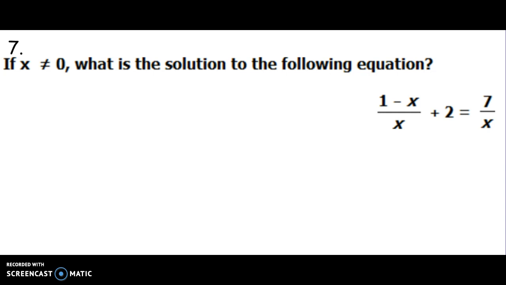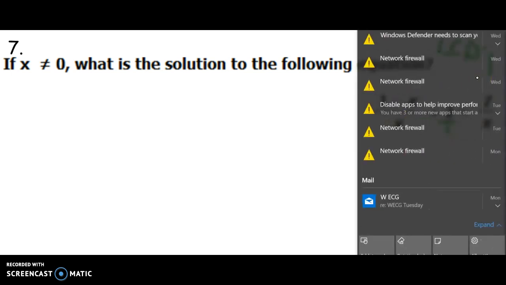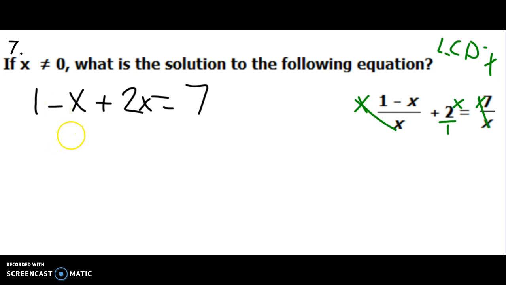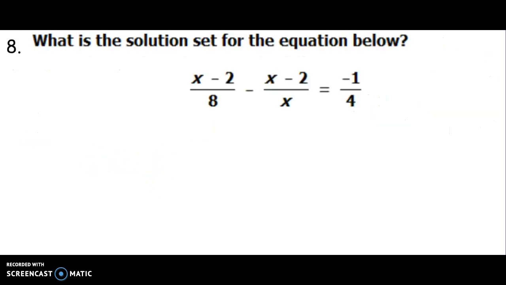For number 7, let's find my common denominator because we have an equation. Again, my LCD for this one, I have to use whatever I have in the denominator. This is a 1, so my LCD is simply just an x. So if I multiply x times everything, the x's cancel here and here. So I'm left with 1 minus x plus 2x is equal to 7. X minus 2x just gives me a 1x. If I subtract 1 from both sides, I get x is equal to 6. So that one's really easy.